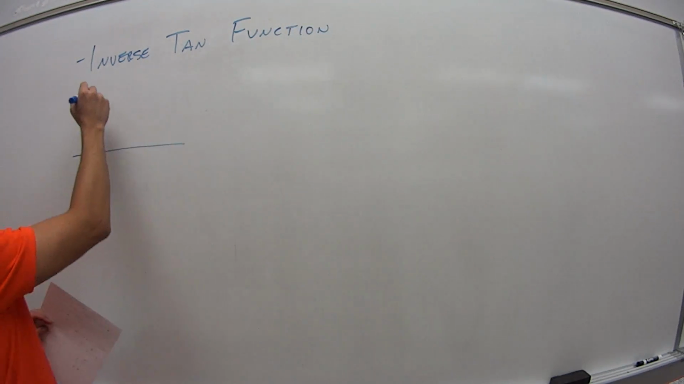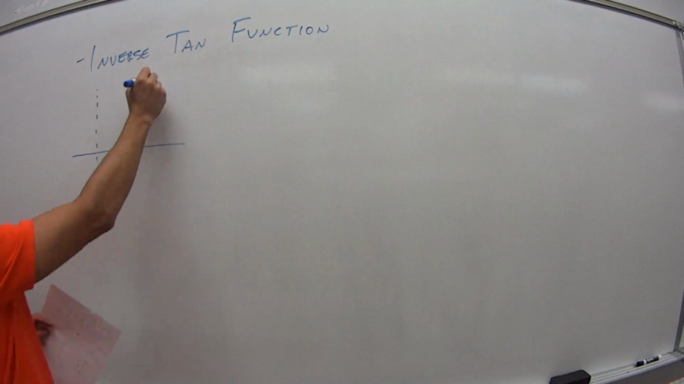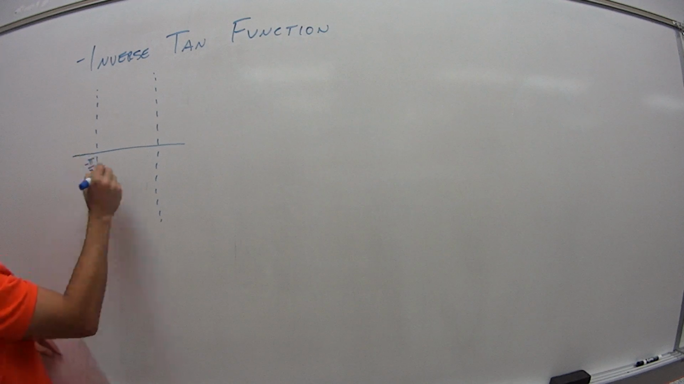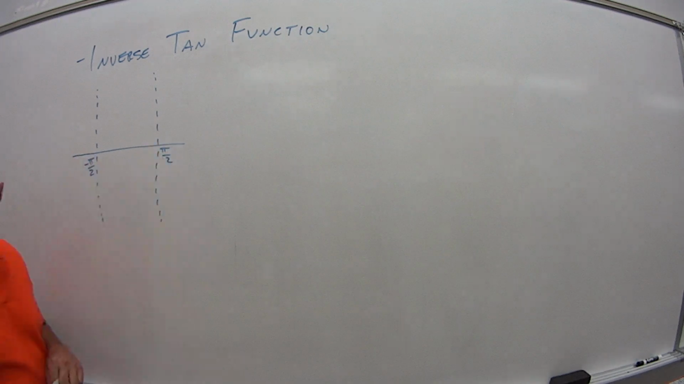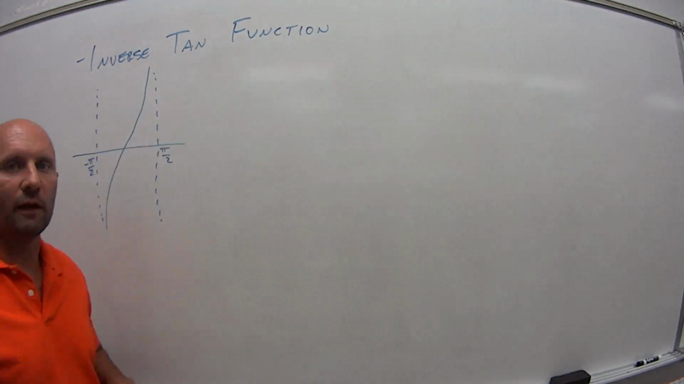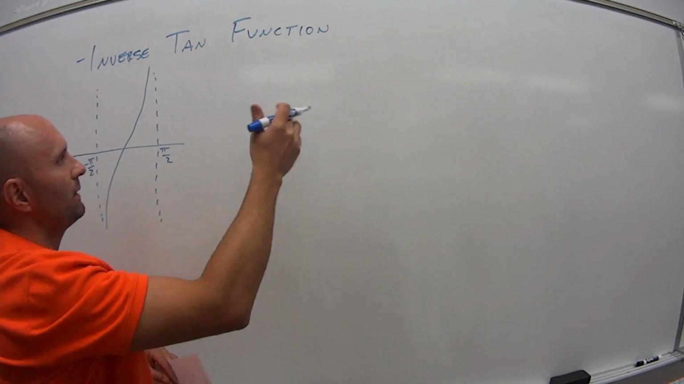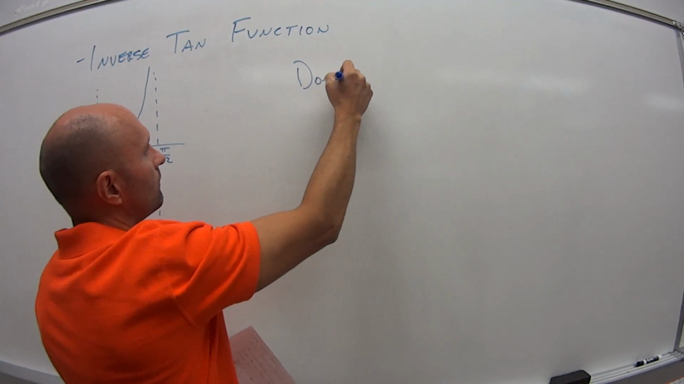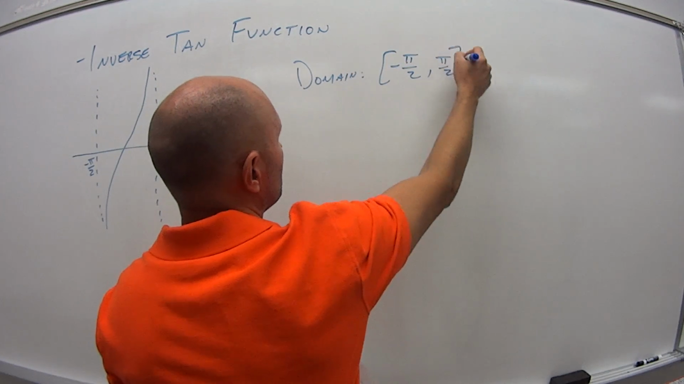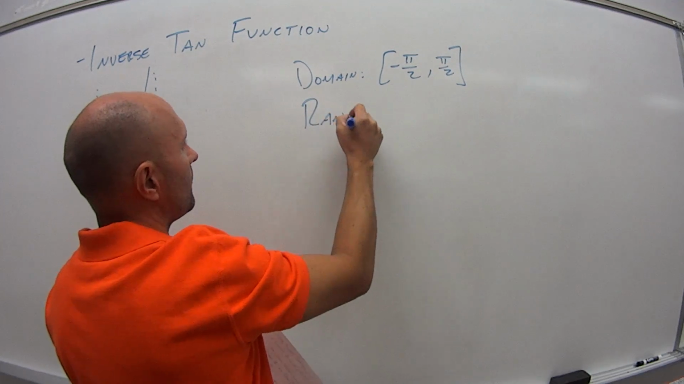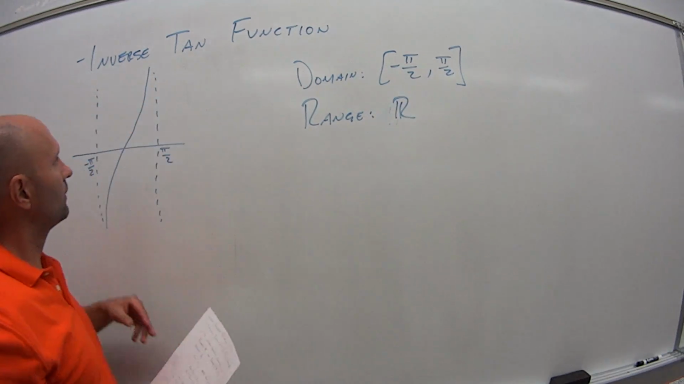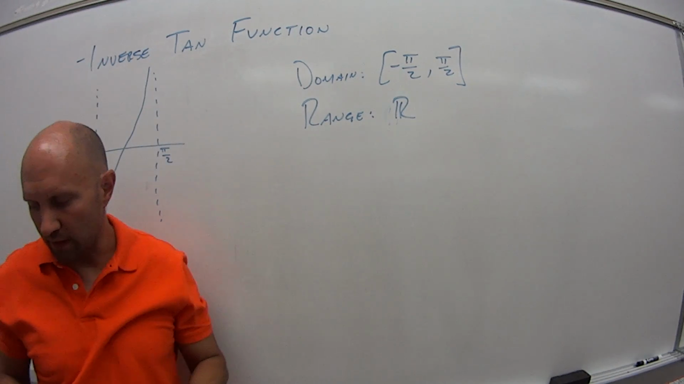If we were to look at one period of our tangent function, this is minus pi over 2 to positive pi over 2, and our graph looks something like that. So looking at that period, our domain is negative pi over 2 to pi over 2, and the range is all real numbers in this case. It goes from negative infinity to positive infinity.